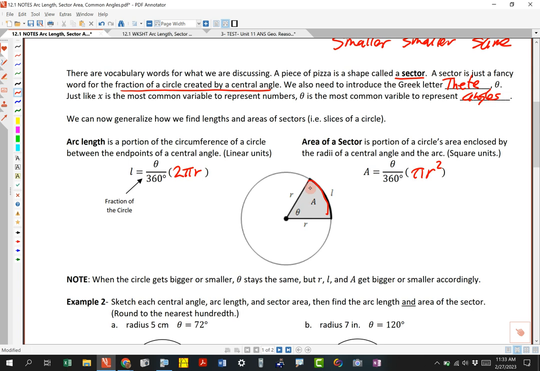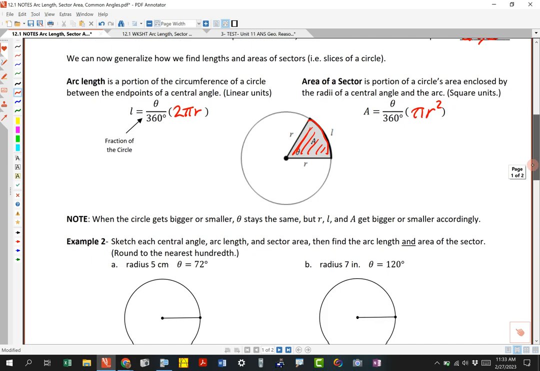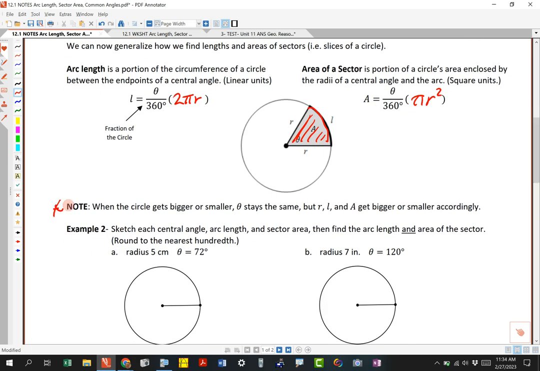And if we want the area, which is all of this stuff in here, then it's going to be that same fraction of the circle determined by the central angle theta divided by 360. That'll give us the fraction of the circle times the entire area. Any questions? Okay, and look at the note.